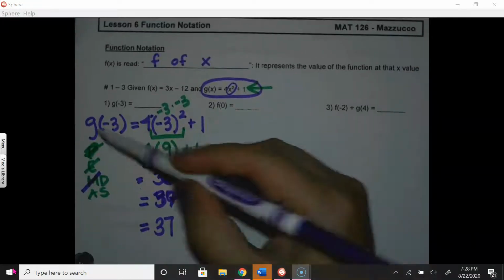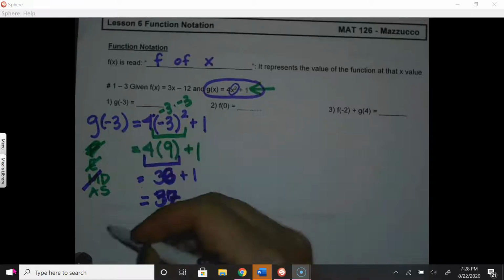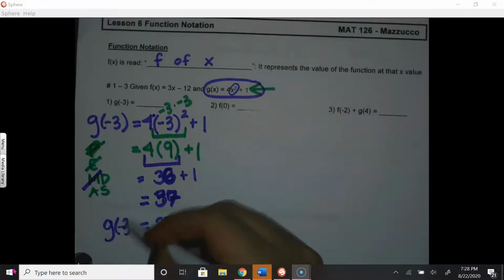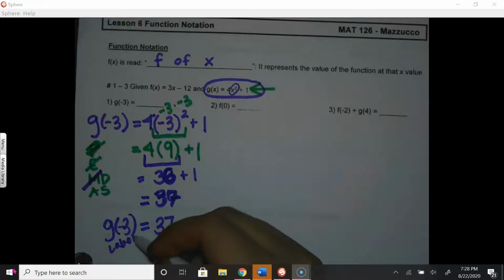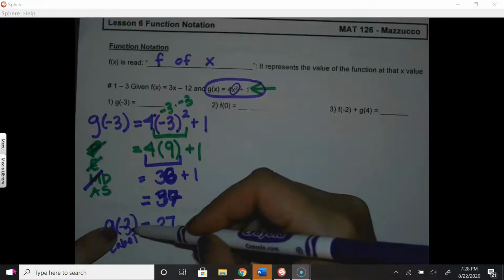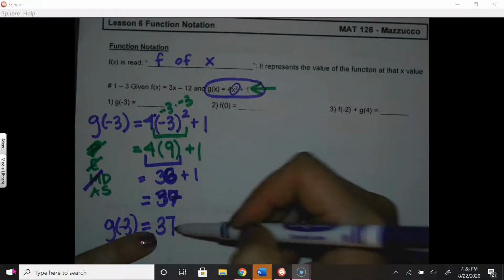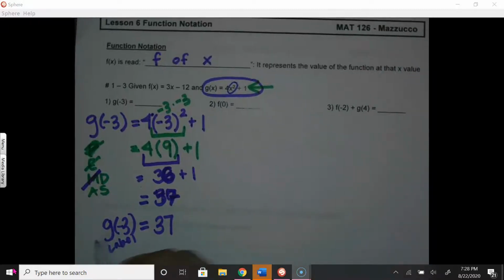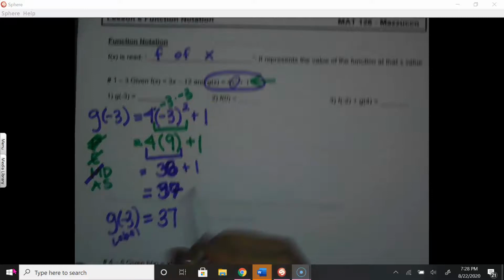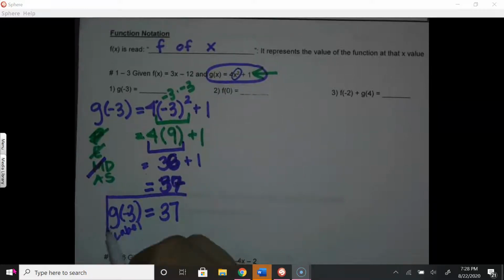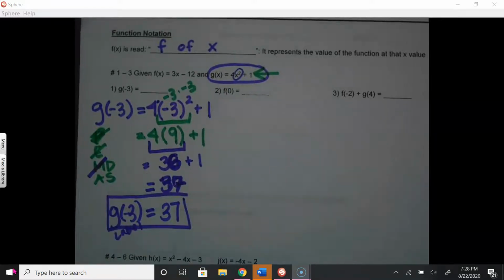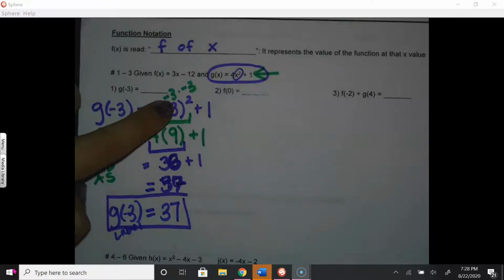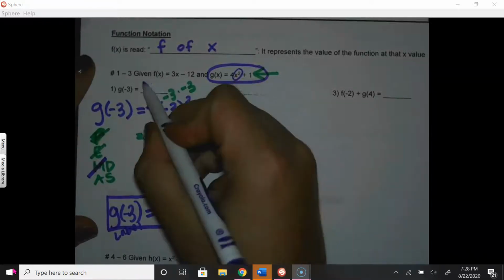Now, if we bring down the g of -3, think of this like a label. It's telling me when I plugged in -3 for x, we get the answer of 37. So we're not going to divide by -3. We're not trying to solve for g. We are simply trying to figure out what this function equals when we plug in a -3 for x. So the answer is 37.